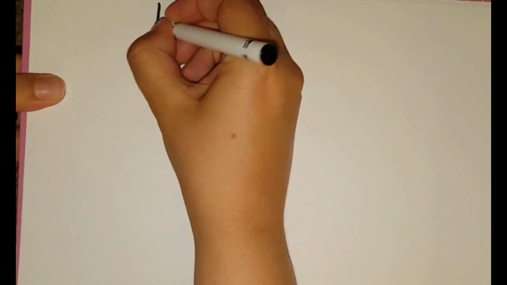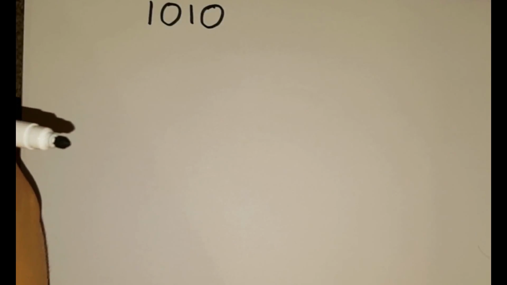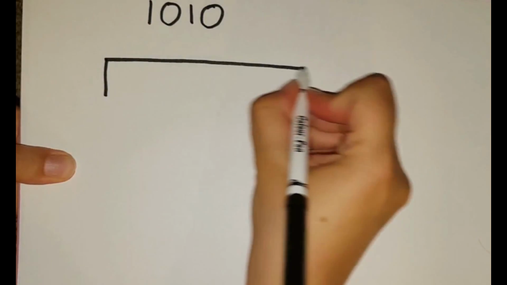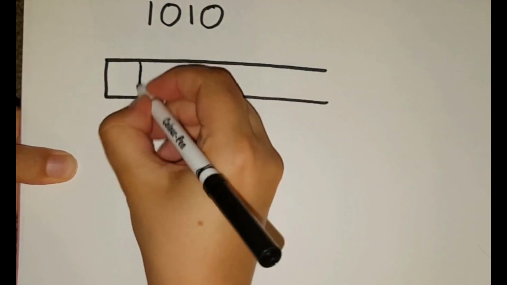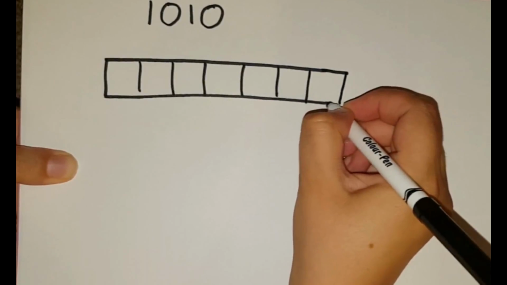Let's suppose we want to send the message 1010. Now that has got 4 binary digits. What we're going to do is send a message which has 7 binary digits so that we've got our error correction and detection built in. So I'm going to draw a box which has got 7 cells in it. 1, 2, 3, 4, 5, 6, 7.